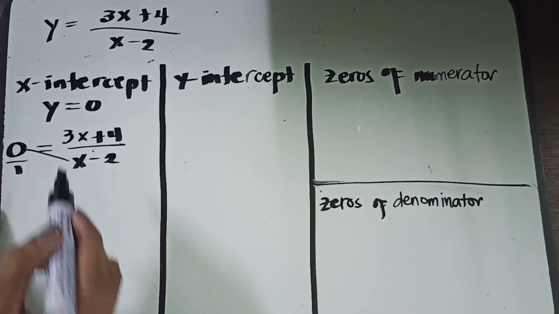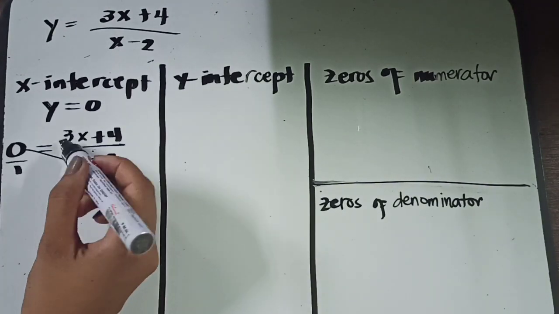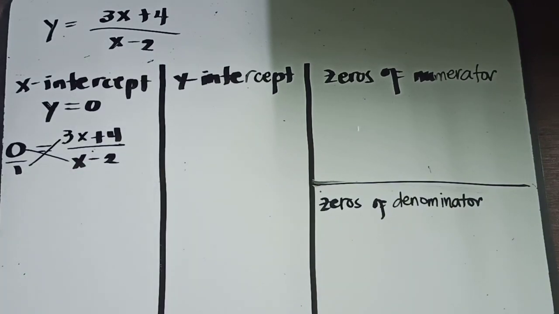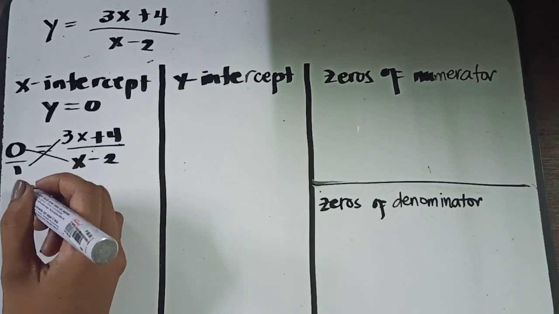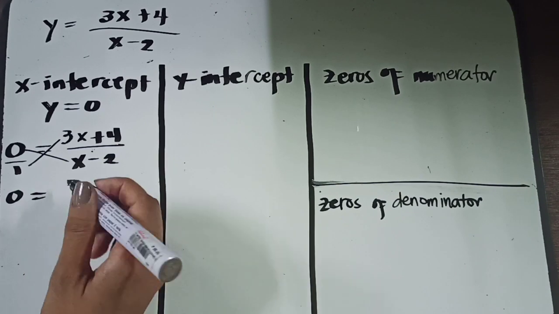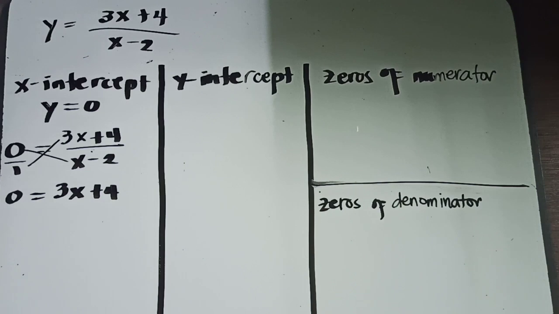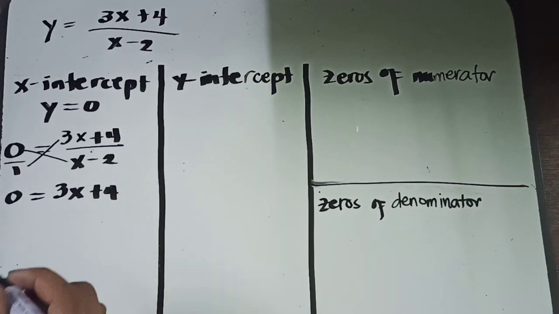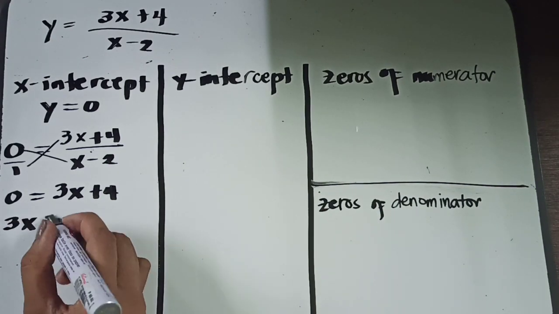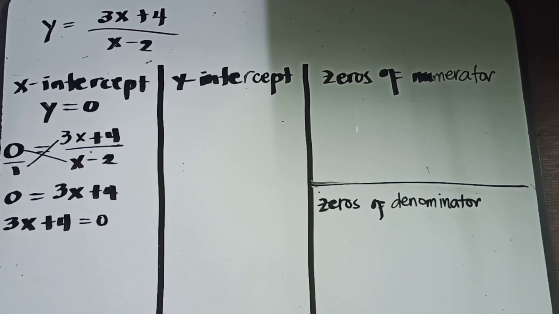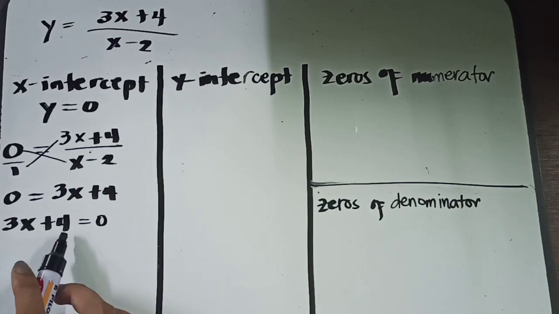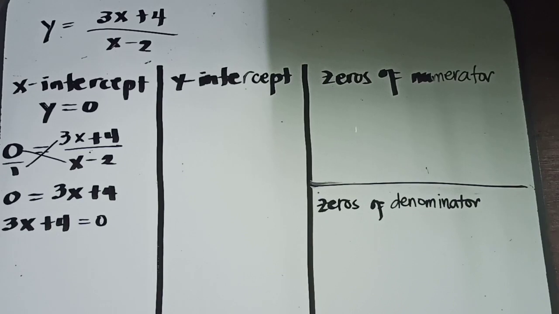So, 0 multiplied by x minus 2, then 1 multiplied by 3x plus 4. Okay, so that is 0 is equal to 3x plus 4. Okay, it is just the same with 3x plus 4 is equal to 0. X lang ang kailangan ko. So, kailangan kong tanggalin lahat ng kasama ni x. Kailangan ko tanggalin si 4, kailangan ko rin tanggalin si 3. So, start tayo kay constant.